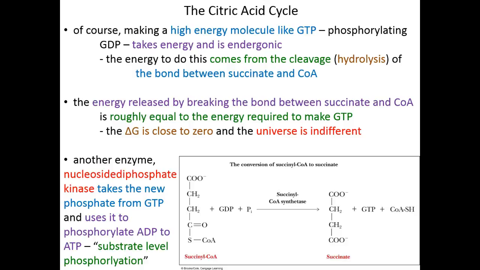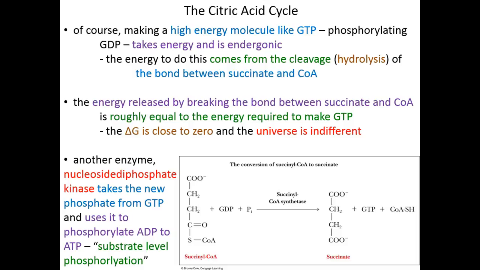Once that GTP is made, though, another enzyme comes in, and the name of this enzyme is nucleoside diphosphate kinase. Let's break that enzyme name down. Nucleoside diphosphate kinase. It sounds like this is an enzyme that can take a nucleoside diphosphate, and probably any nucleoside diphosphate, and act on it as a kinase. In other words, phosphorylate it to a triphosphate. And indeed, that's exactly what this enzyme can do. It's a promiscuous enzyme. It can work on almost any nucleoside diphosphate, and it can phosphorylate those into the triphosphates.